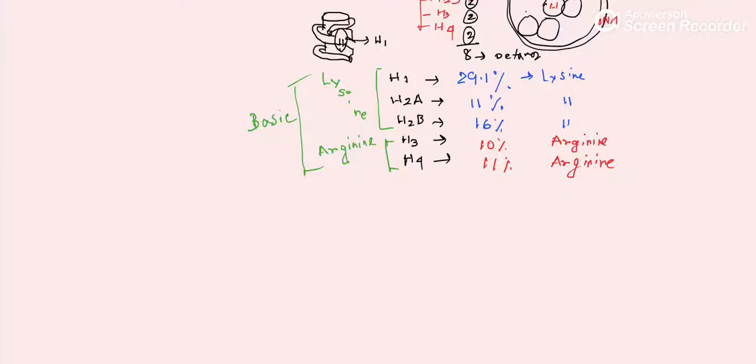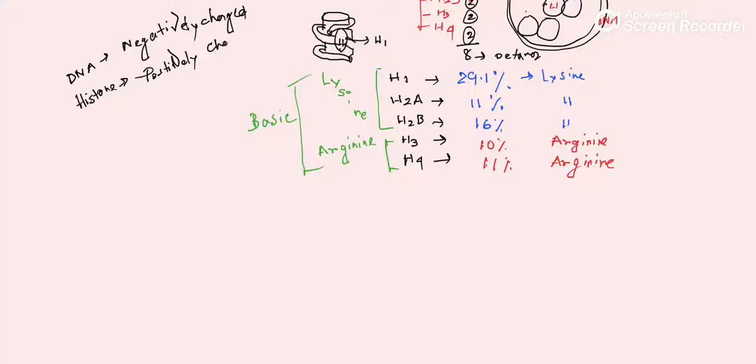So we have found that these are all basic amino acids, and I want to tell you one thing: DNA is negatively charged, and histones are positively charged. That's why they become wrapped in this way.